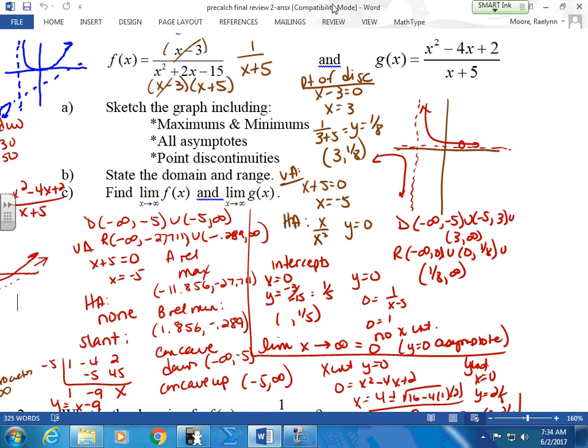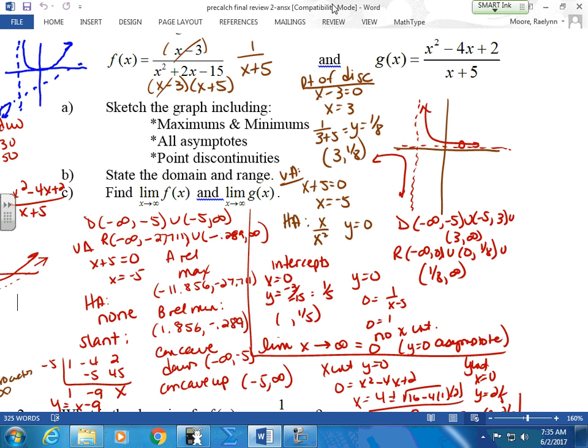So your range is going to come up here from infinity. So negative infinity. It's going to stop at that y value, negative 27.711. It's going to jump over that y value, God bless you, and then it's going to restart at this y value, negative 0.289, and go to infinity.